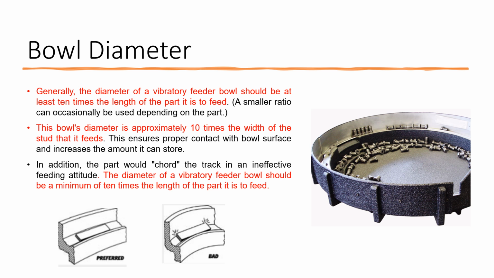Then comes the important factor, the bowl diameter. How to decide the bowl diameter? The bowl diameter of a feeder should be at least 10 times the length of the part it is to feed. The bowl diameter is approximately 10 times the width of the stud that it feeds, and the diameter of the vibratory feeder bowl should be a minimum of 10 times the length of the part it is to feed. These are general guidelines, and we can see the preferred part movement.